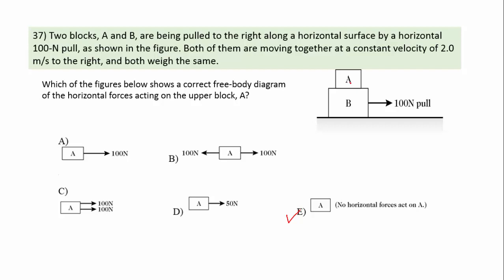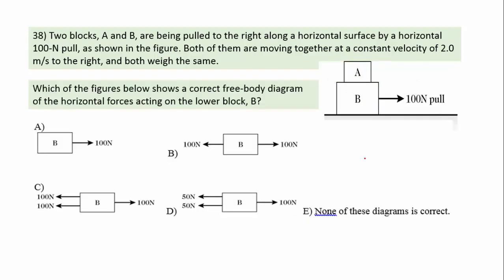There are forces in the y direction, like the normal force and the weight of A, but there are no forces in the x direction. So the answer is E. Now if the question is about the forces acting on B, you can see there is 100 Newton acting on B. So if you draw the free body diagram here and we look at the forces in the x direction, there is the 100 Newton in the positive x.